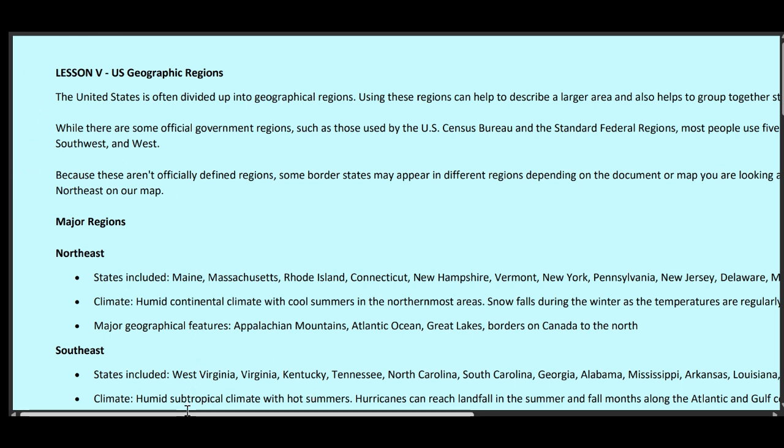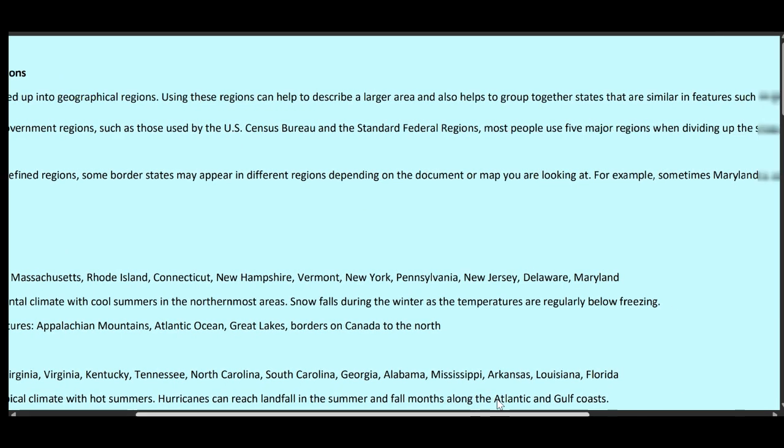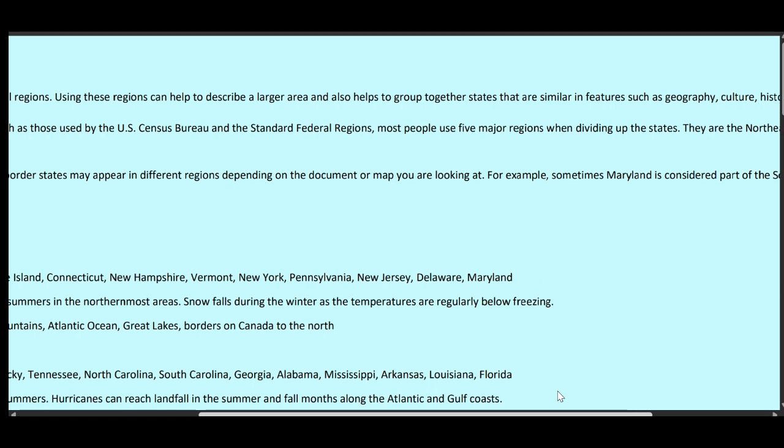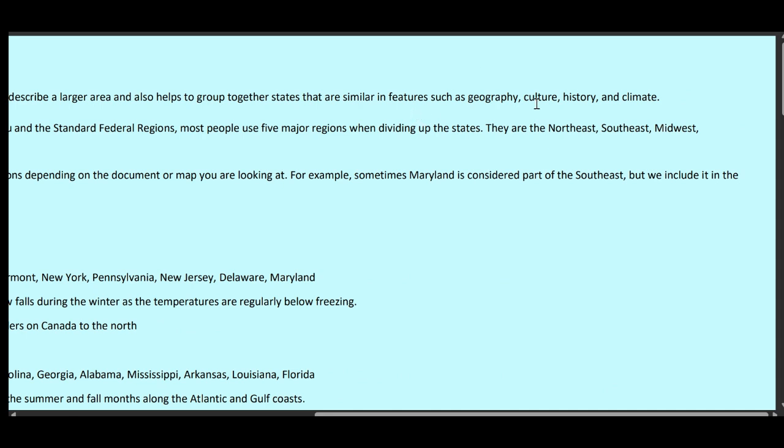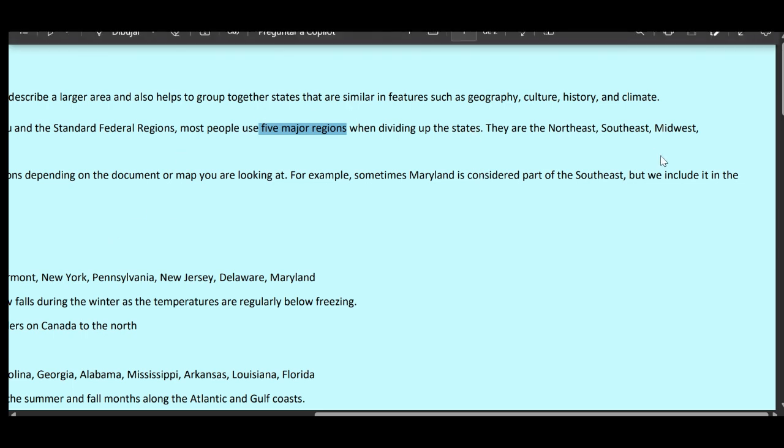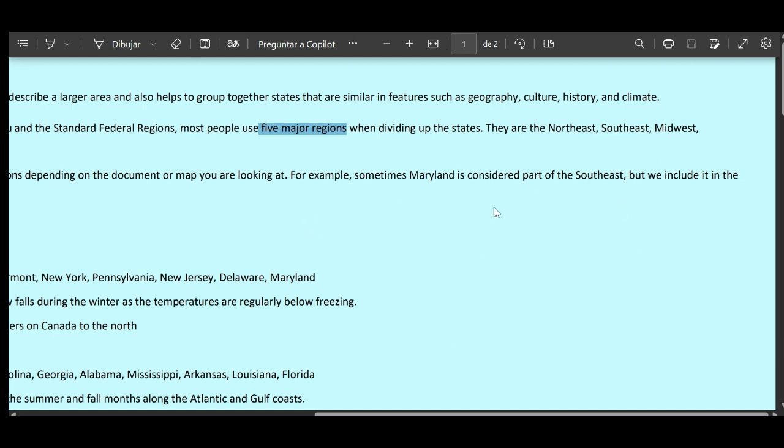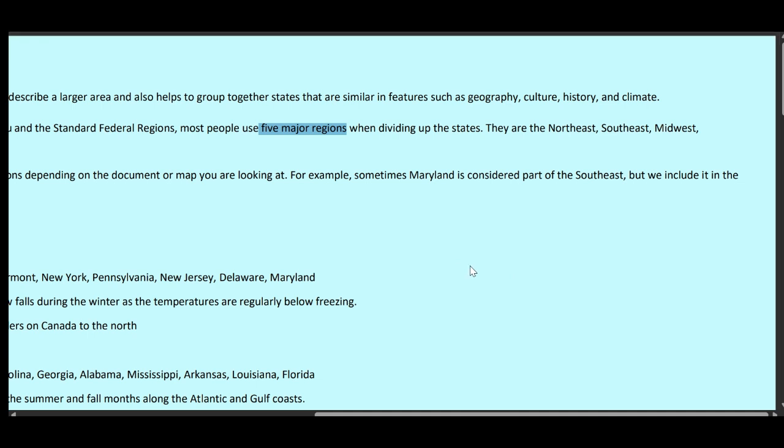While there are some official government regions, such as those used by the U.S. Census Bureau and the standard federal regions, most people use five major regions when dividing up the states. Right. So, this could change according to the sources because in other sources, for example, you'll find around nine regions. So this could change according to the sources, right?